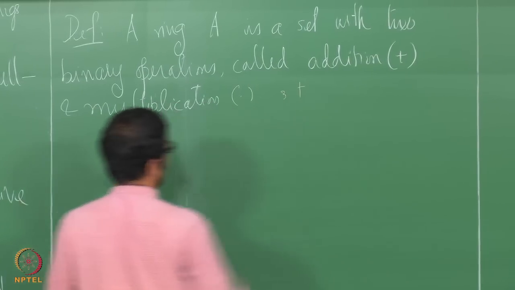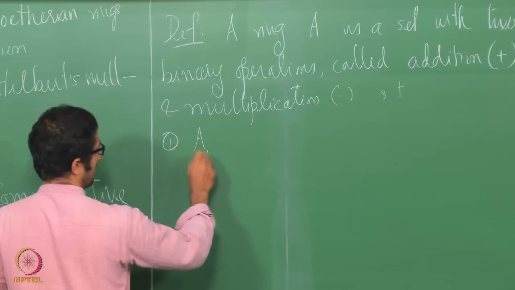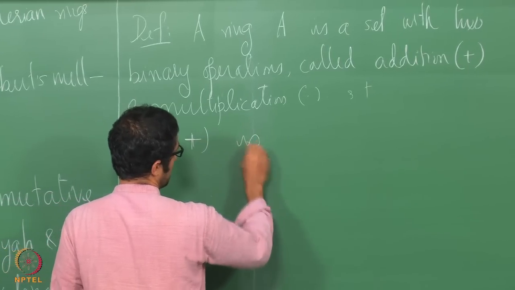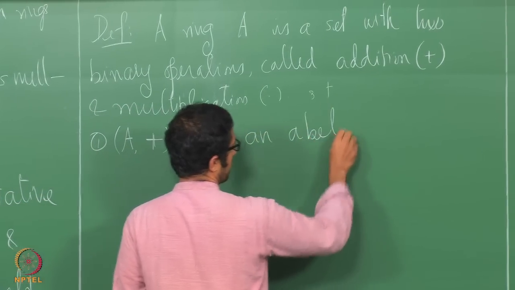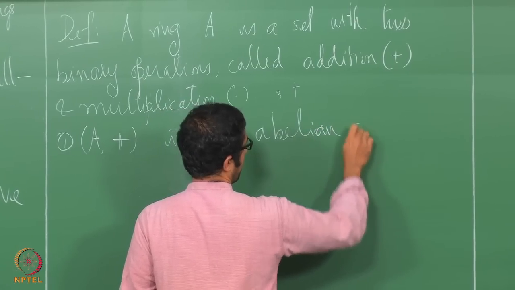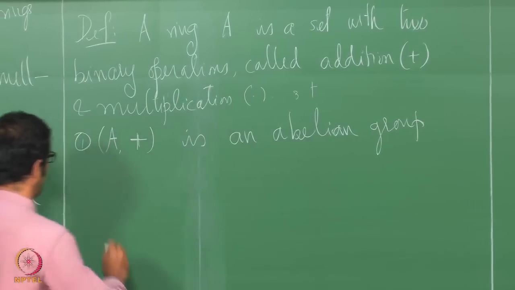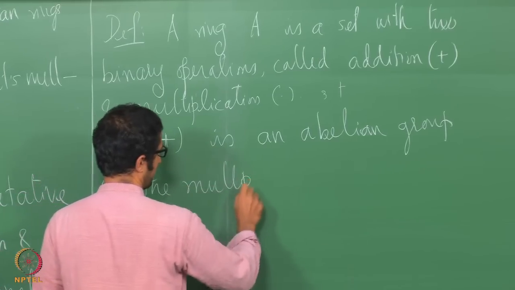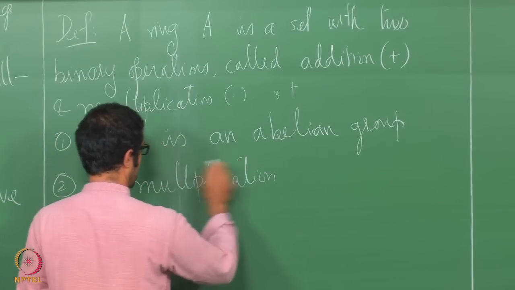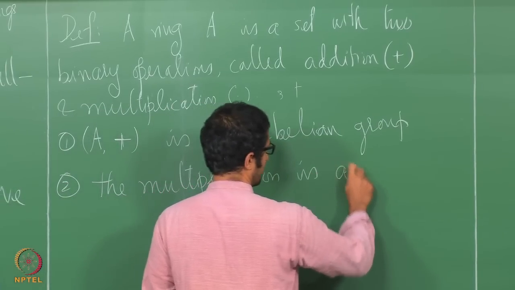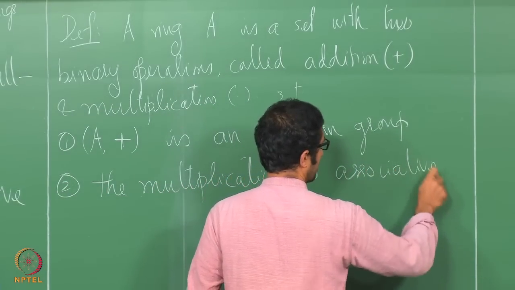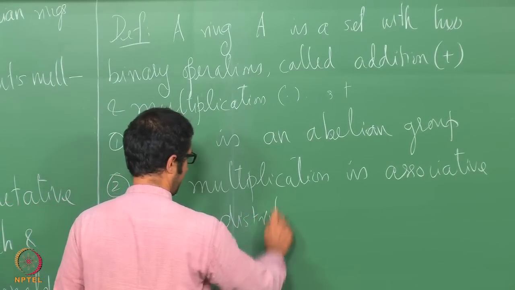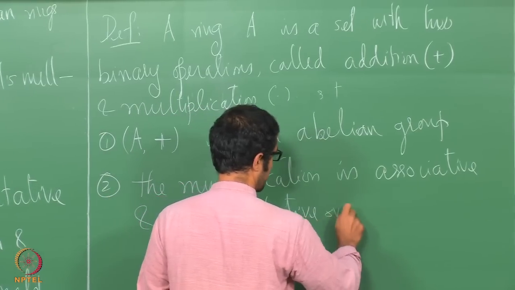such that, what are the properties? The ring A with addition is an abelian group, and then the multiplication is associative and is distributive over the addition.